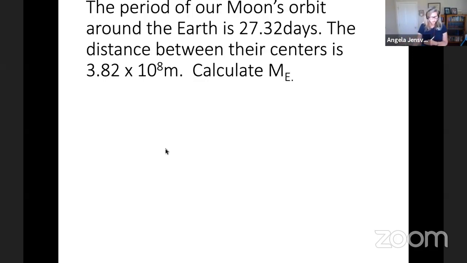Okay, so I want you to find the mass of the Earth using Kepler's third law.